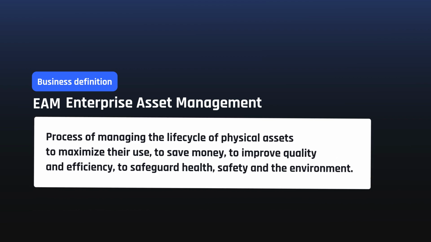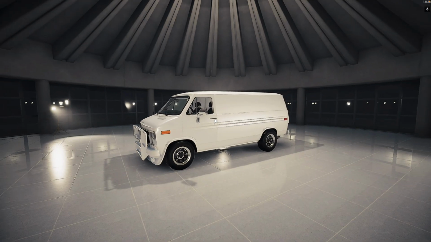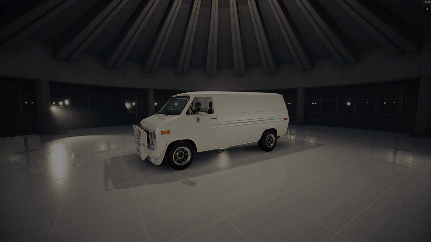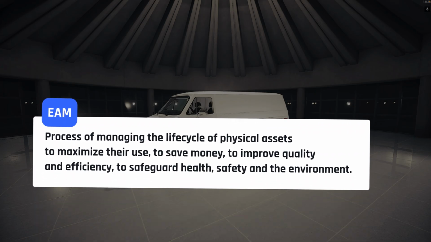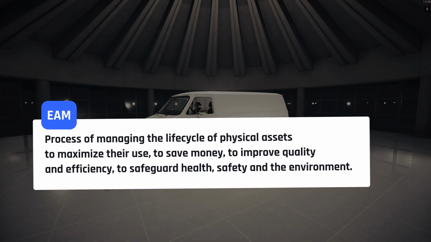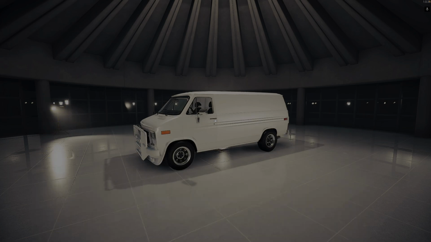Let's go with an example. And we will again take our asset, our Texas workshop SUV. I won't crash it again. Instead, we will just stay here and I will put some stuff on the screen. So again, EAM is the process of managing the life cycle of physical assets to maximize their use, to save money, to improve quality and efficiency, and so on.